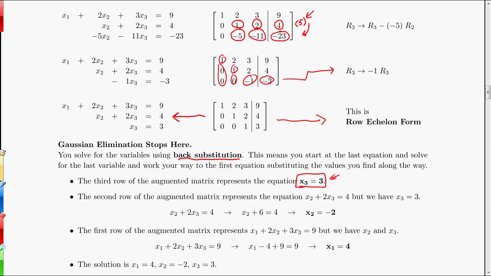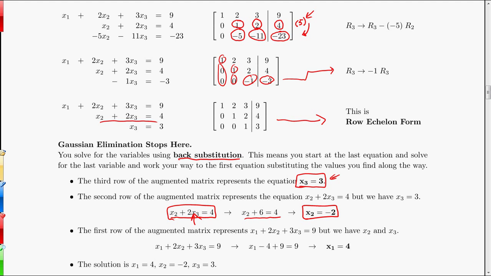So I look at my second row. That represents this equation, right? And so if you rewrite that equation, you have it right here. But I already know what x3 is. x3 is 3. So that becomes this equation when I plug it in, and I get x2 equals negative 2.